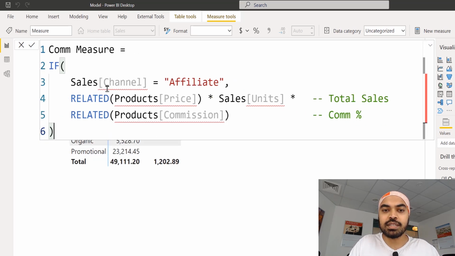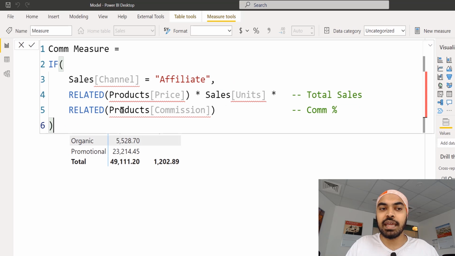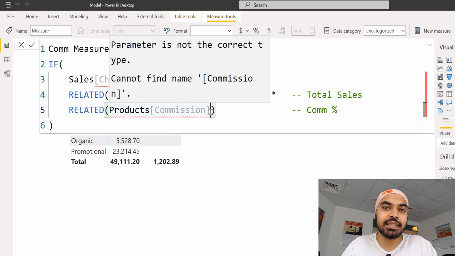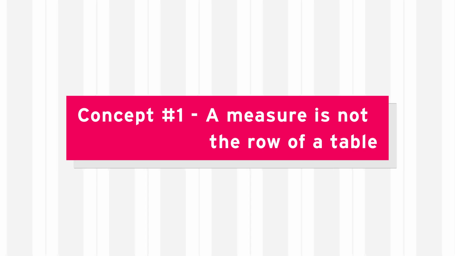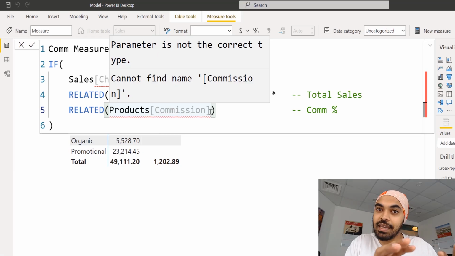here. And you can see that once I paste the same code, it gives me an error. It says that it can't find the channel, it can't find the price and the units as well. Now, here is why there is an error in this particular formula. Remember what I said about the logic that I was trying to build? The concept is a measure is not the row of a table. And that's exactly what is happening here.